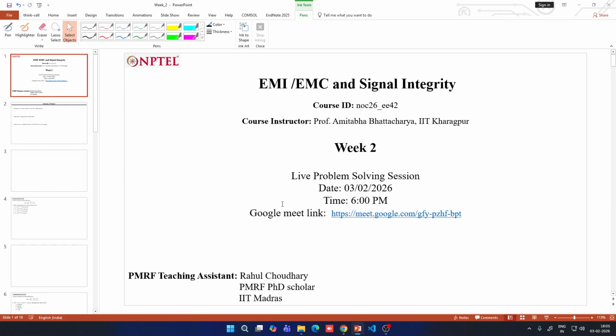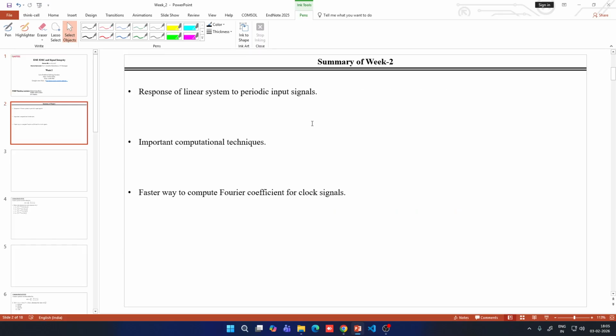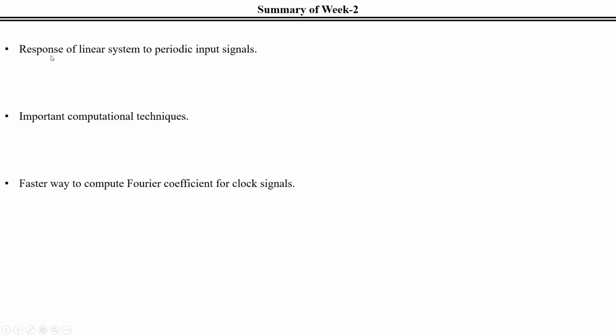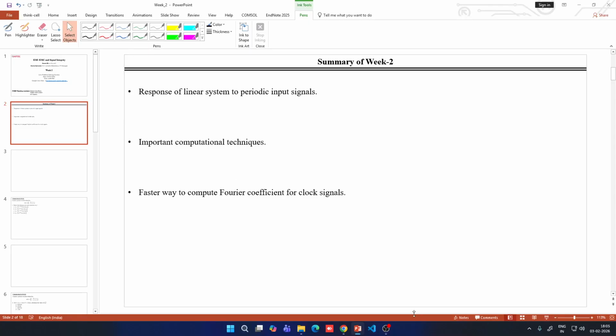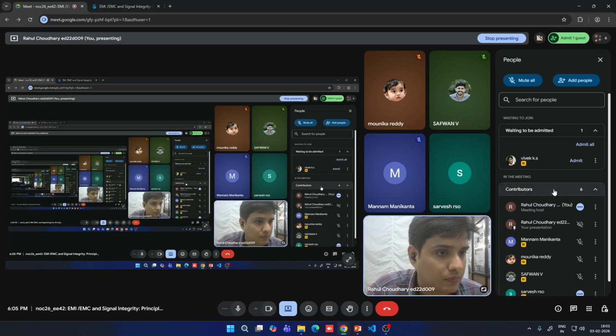So let's start today's session. First we'll start with a brief summary of what has been covered in this week. In week 2, Professor has covered response of linear. Just a second, some people are joining. I will let them in.